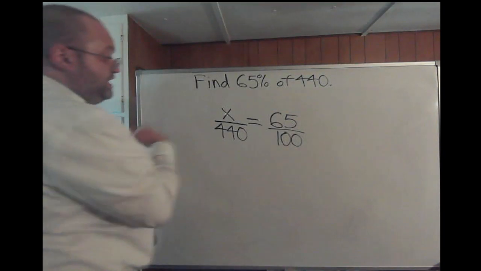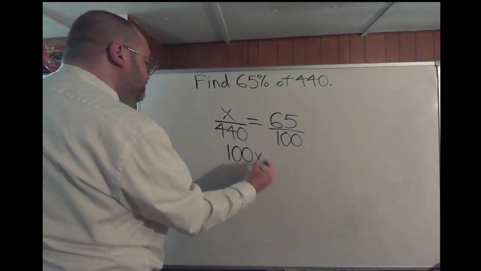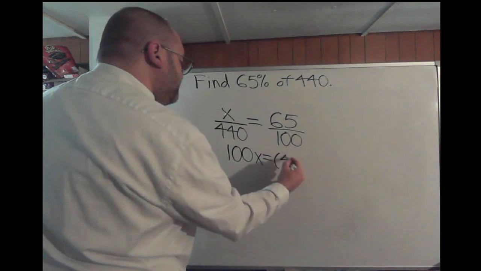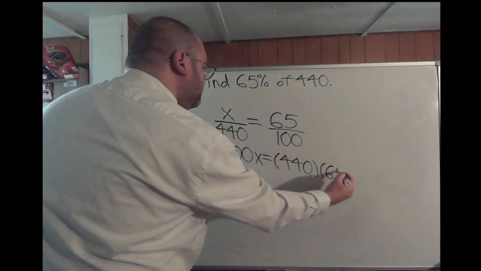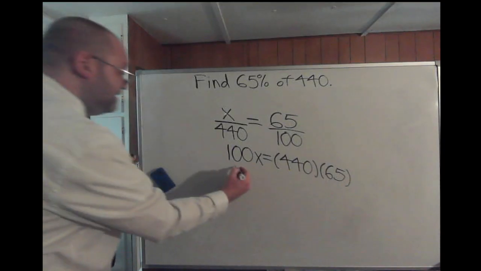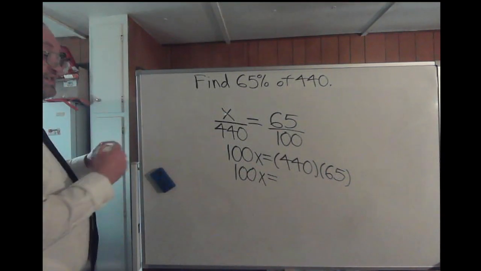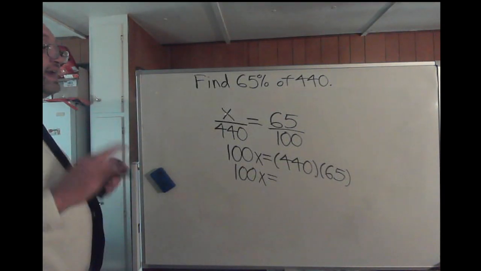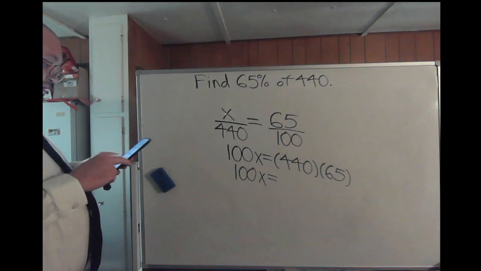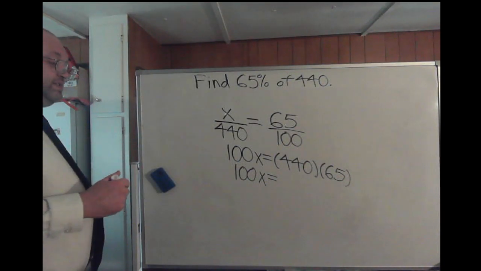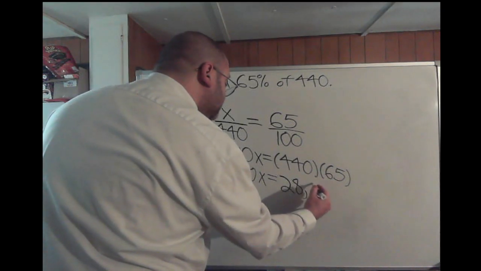Now, we got to do the cross multiplication again. X times 100, well, that's 100x. You'll set that equal to 440 times 65. Now I'm going to crunch in my calculator, what is 440 times 65? That's 28,600.